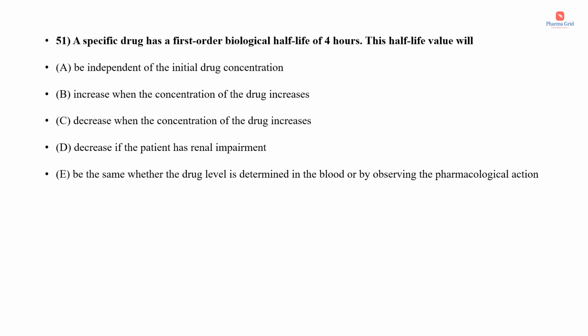So today we will continue with the biopharmaceutics and pharmacokinetics related question discussion. Question number 51. A specific drug has a first order biological half-life of 4 hours. This half-life value will. The options are: be independent of the initial drug concentration, increase when the concentration of the drug increases, decrease when the concentration of the drug increases, decrease if the patient has renal impairment, be the same whether the drug level is determined in the blood or by observing the pharmacological action.